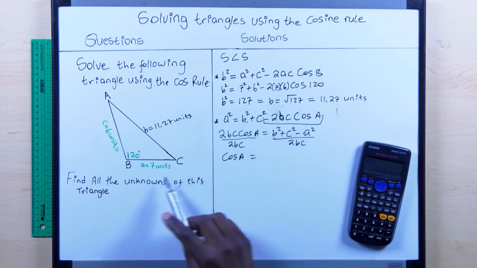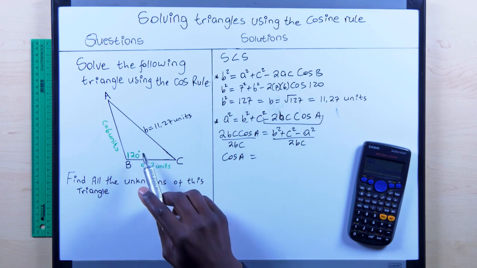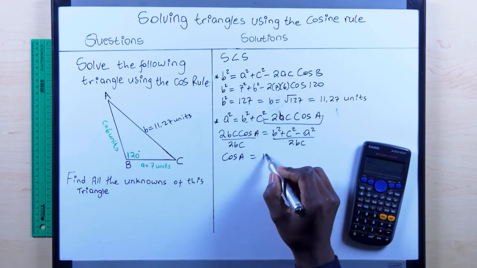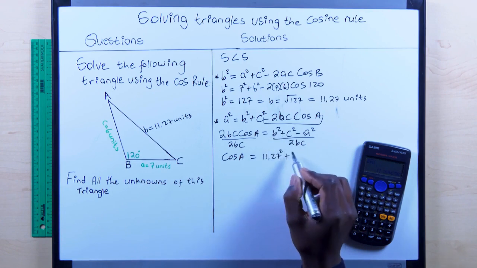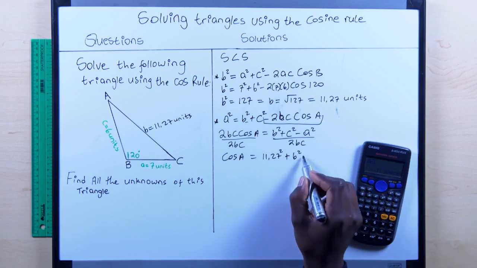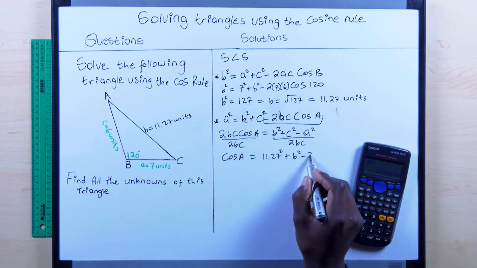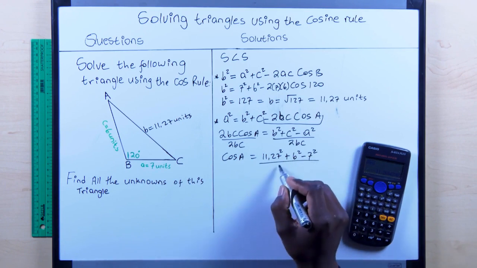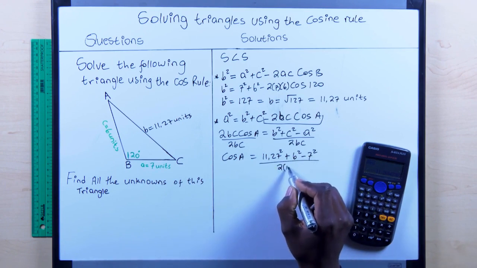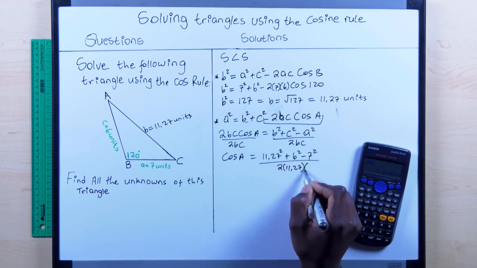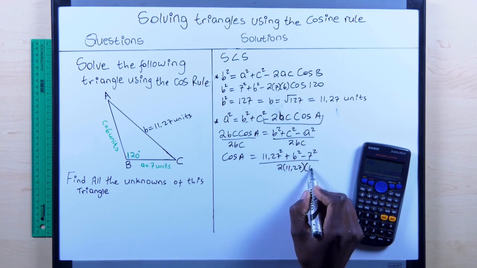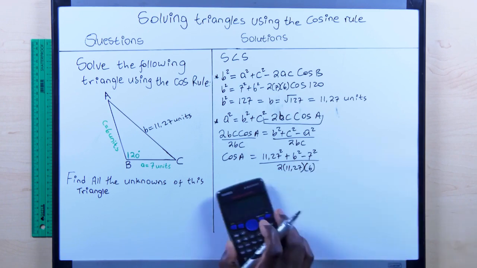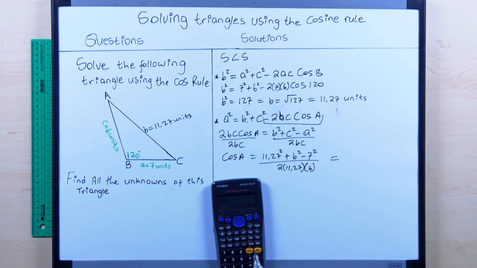What is b squared? So we're going to go back to our triangle, and then find b. b is 11.27 squared, which is this, plus, what is your c? 6 units, which is 6 squared, minus, what is your a? 7 squared, all over 2 times b times c. This whole answer, we're going to go and put it here. That's just cos A.